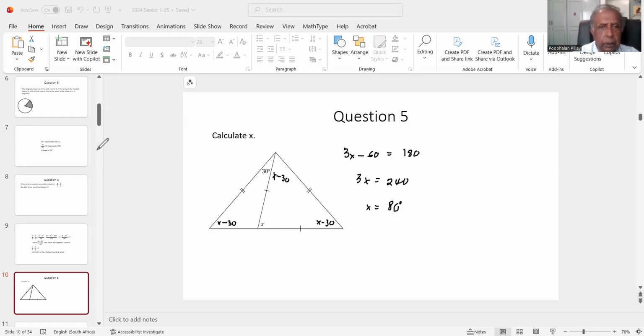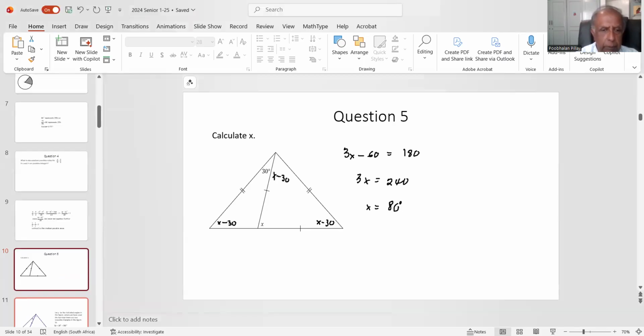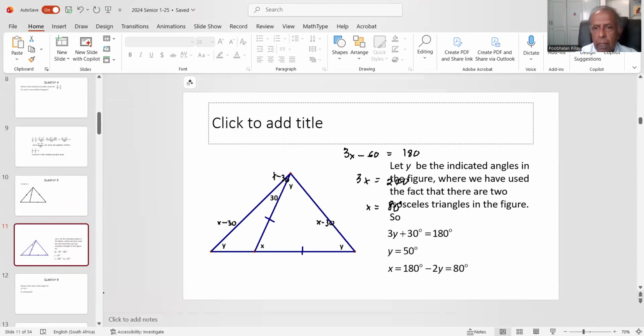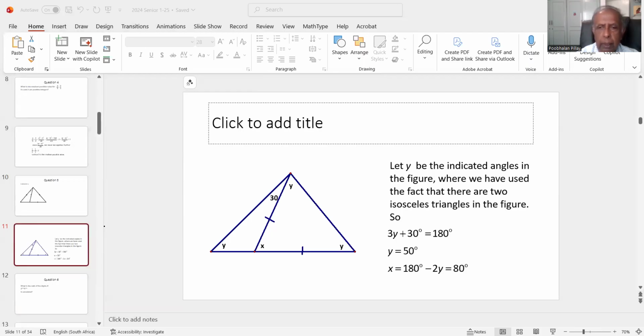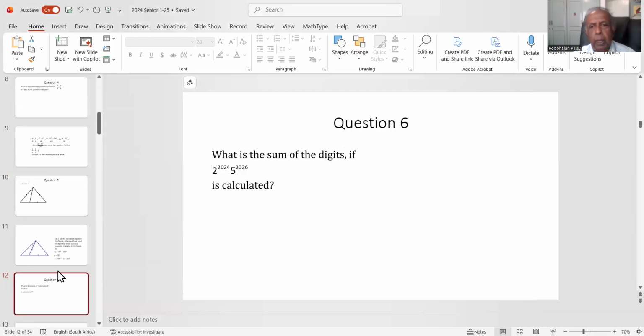All right, so let's now go on to the next problem. Okay, let me just check to see. Okay, yeah, I did it the same way as I did it the first time. All right, but I just told you that there is a faster way of doing this.